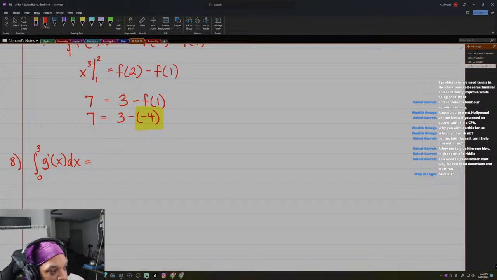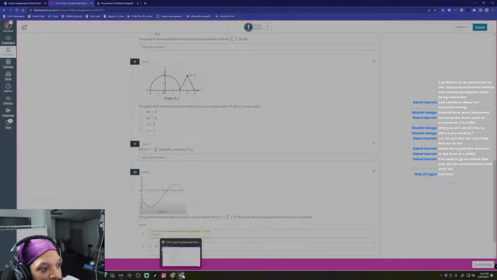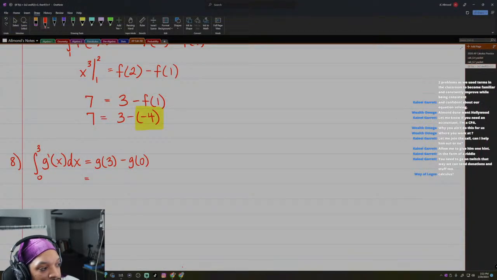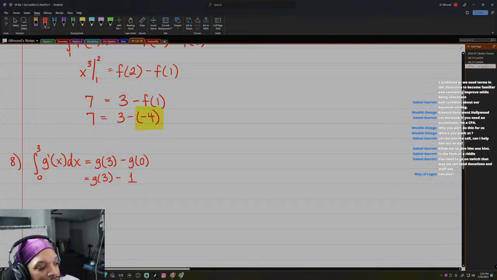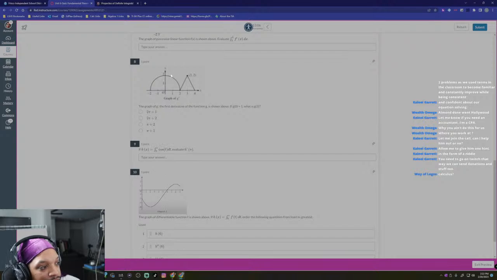So it'd be g of 3 minus g of 0. We know two of those three components. They tell us what g of 0 is, and we need to find g of 3. And then we can also look at the graph to tell us the area from 0 to 3 of that curve. So from 0 to 2, and then from 2 to 3. That gives us g of 3, right?